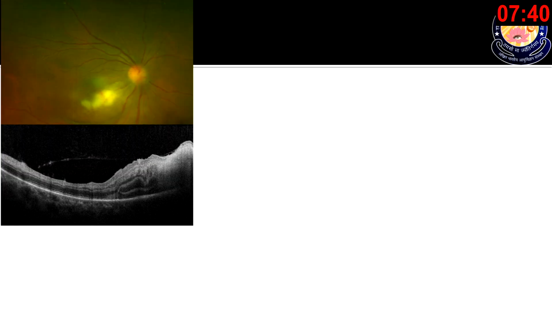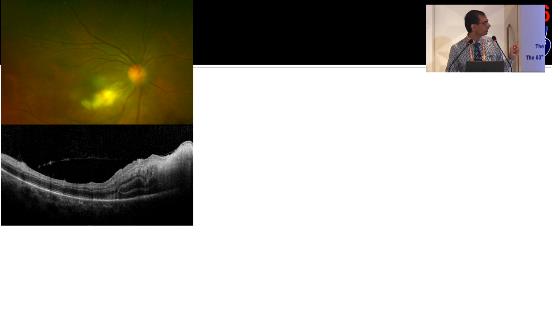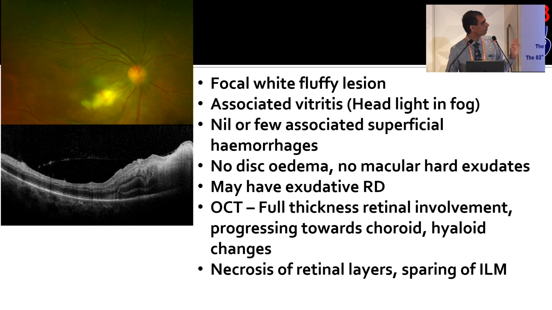So the first one was very typical, again the same photograph with Dr. Shaurya. You see this focal retinitis. Rarely would you see some hemorrhages. In this patient there is a sort of hemorrhage, but sometimes a few hemorrhages can be there. But again the very typical thing, if there is an adjacent scar, if there is a vitritis, it's a fluffy sort of white lesion. So that fluffiness in that nature is over there. Disc edema may or may not be there, but sometimes the exudation may be significant. You can also have an exudative RD associated. And again in the OCT you would see the full thickness involvement of the retina progressing towards the choroid.